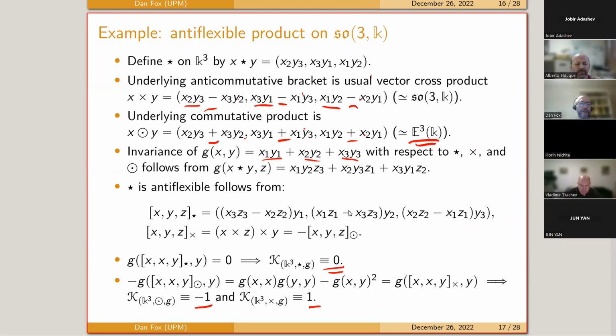And here I'm just commenting that it's actually anti-flexible. Anti-flexible means that the associator is symmetric in X and Z. Is that right? That's what I want to say. And a pretty straightforward computation shows that this algebra has vanishing sectional non-associativity. And there's an analogous example with SL2 in place of SO3. And this can actually be found in an old paper of someone named Cossier.